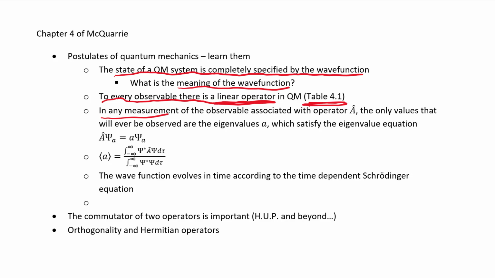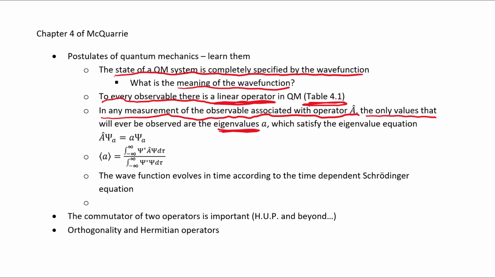Postulate number 3: in any measurement of the observable associated with operator A hat, so there's an observable A and we therefore have an operator A hat, the only values that will ever be observed are the eigenvalues. This is a postulate. These are the definite values that we can observe for that particular observable, and these eigenvalues must satisfy the eigenvalue equation.